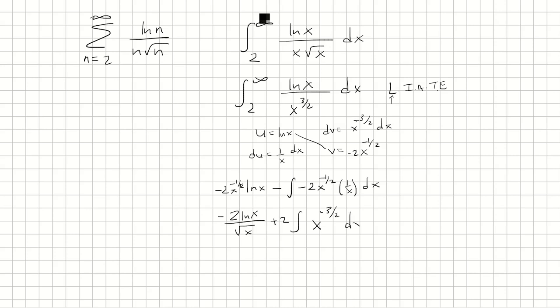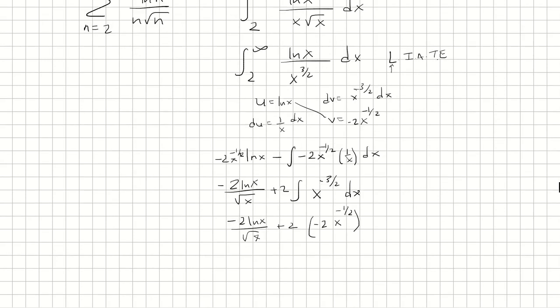So you have negative 2 ln of x over square root of x. And then here we're going to add 1 to the exponent to make it negative 1/2. And then we're going to divide by negative 1/2, which is the same thing as multiplying by negative 2. So this simplifies.